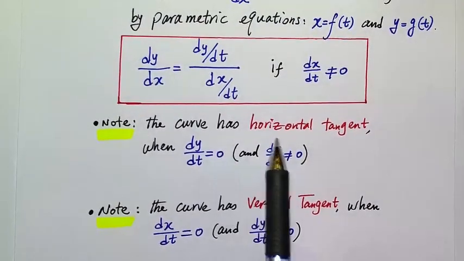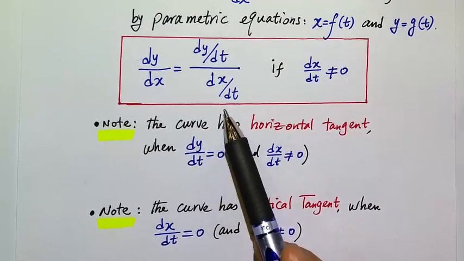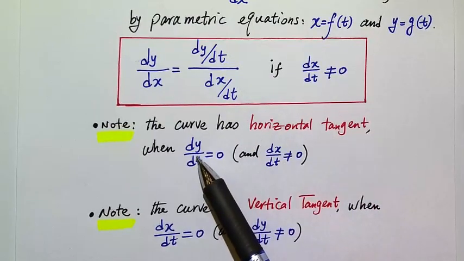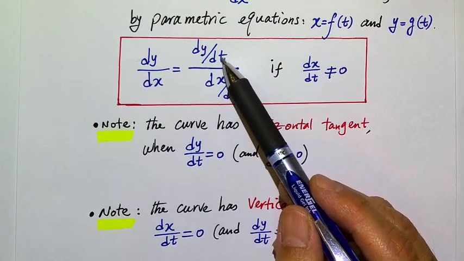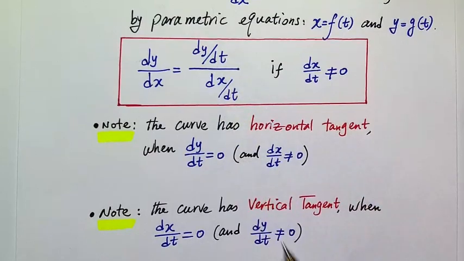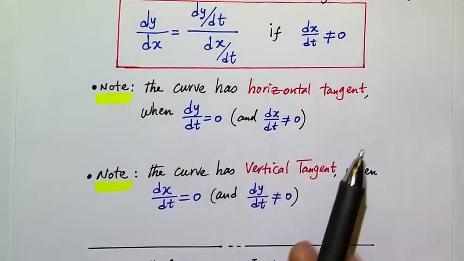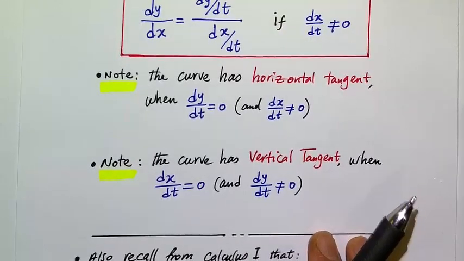Now, the curve has a horizontal tangent at that point if dy/dt is equal to 0. This should make great sense to you, because this is again connected to what we studied in basic algebra. If the difference between the y components of a pair of points on a line is 0, then we know that the line is horizontal. And so that's all that's saying, the same thing, but with calculus notation. And of course, this is a new situation in calculus.